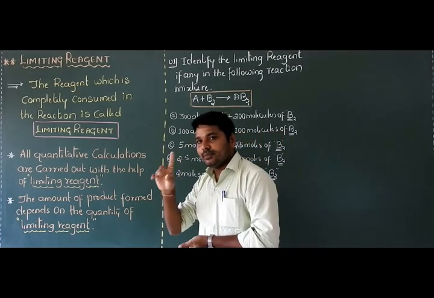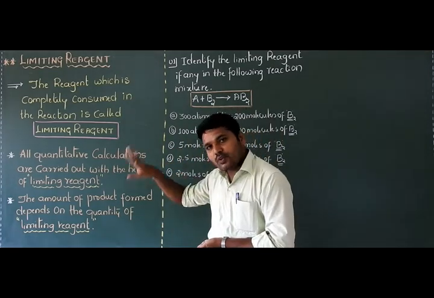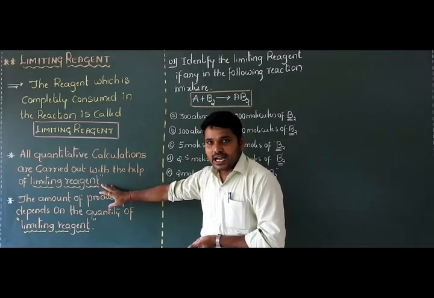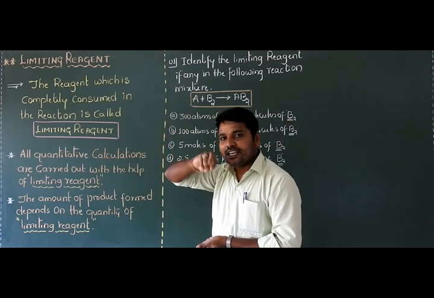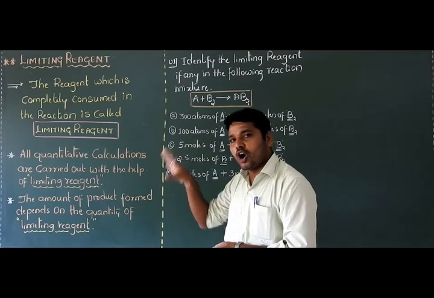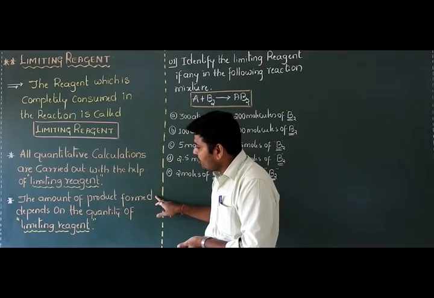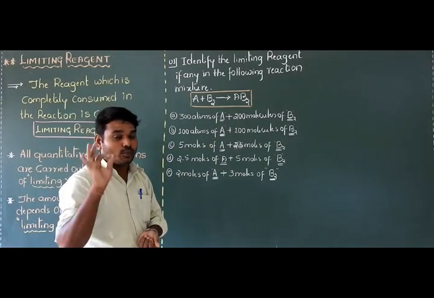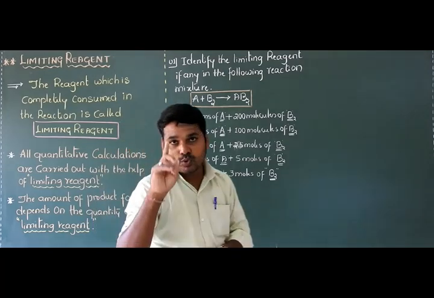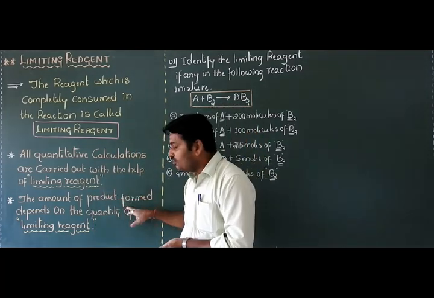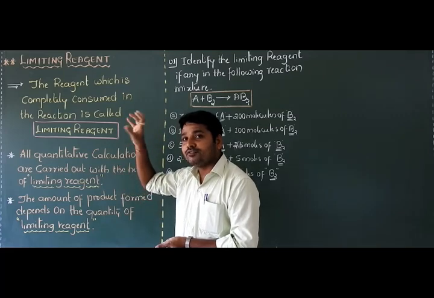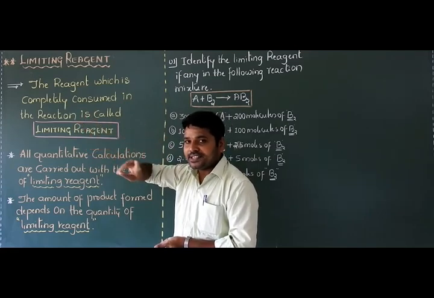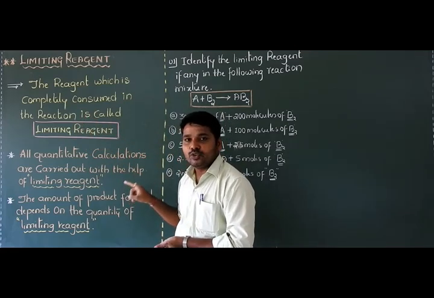So always in the limiting reagent concept, almost all the quantitative calculations are carried out with the help of this limiting reagent. And in chemical reactions or chemical equations, the amount of product formed, or the quantity of product formed, always depends on the quantity of limiting reagent. Please remember the last sentence about limiting reagent. It is very helpful while calculating the amount of product formed. That amount of product formed always depends on the limiting reagent only, students.